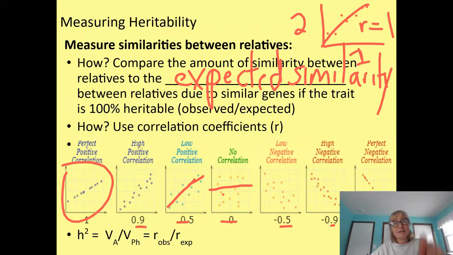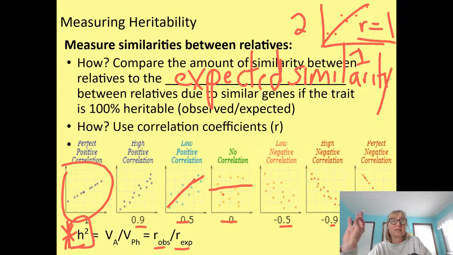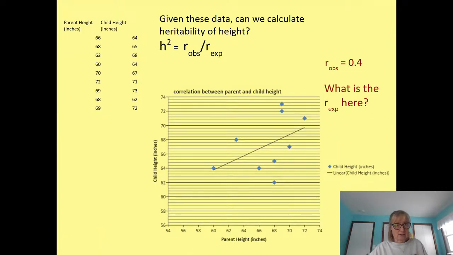Okay, then we use our correlation coefficient that we've just calculated to calculate heritability in the narrow sense. The calculation of heritability is equal to the observed correlation divided by the expected correlation in terms of similarities in genes. Okay. Let me give you another example that's a little harder.